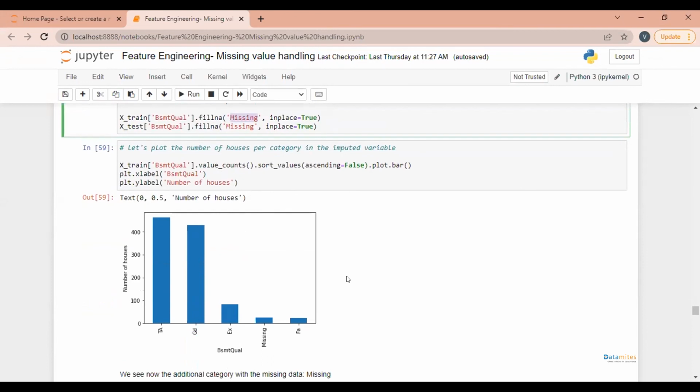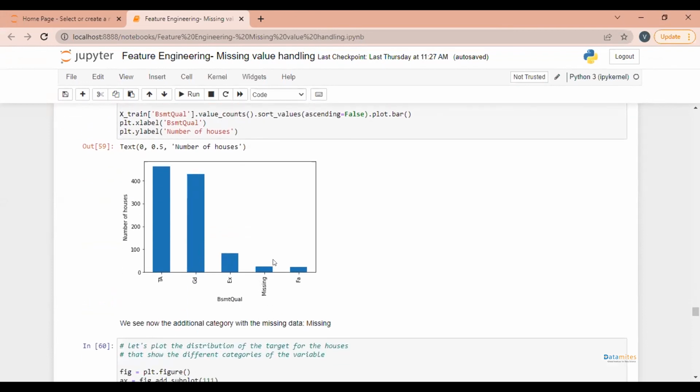If you observe the bar chart now, you will see another category appearing here, because bar plots usually do not show missing or NaN values. But if you categorize them into another label, it is easily observed. You can see these are all the NaN values that were present in the basement quality. Now they have been labeled as missing.